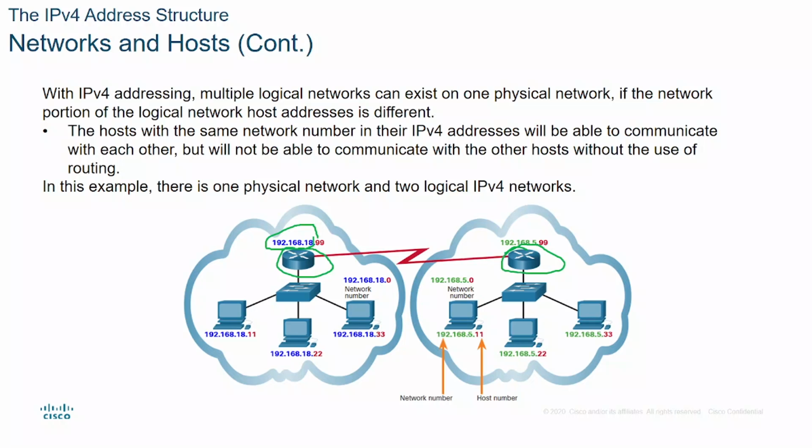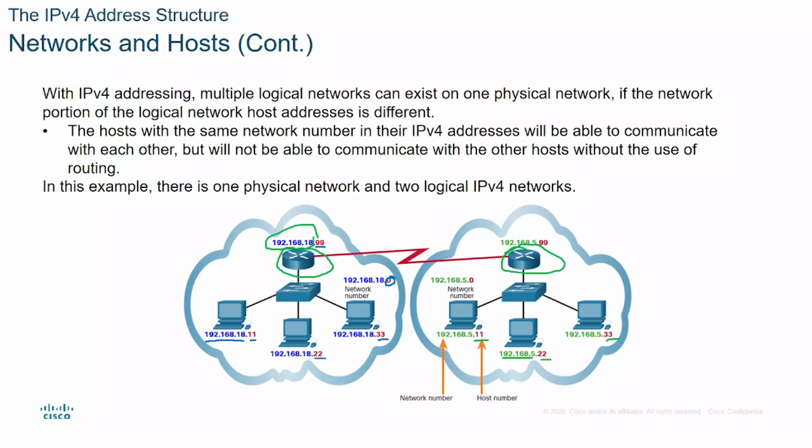Every host device on this network will have 192.168.5, whereas every other system on this other left network will have 192.168.18. Then for the different hosts, the host number will be changing. We have 0 here, 99 for the router, 0 for the switch, and we have 33, 32, 11. For the right network, you can see the host is also changing: 33 here, 22, and 11. You can see the label here, network number and host number.